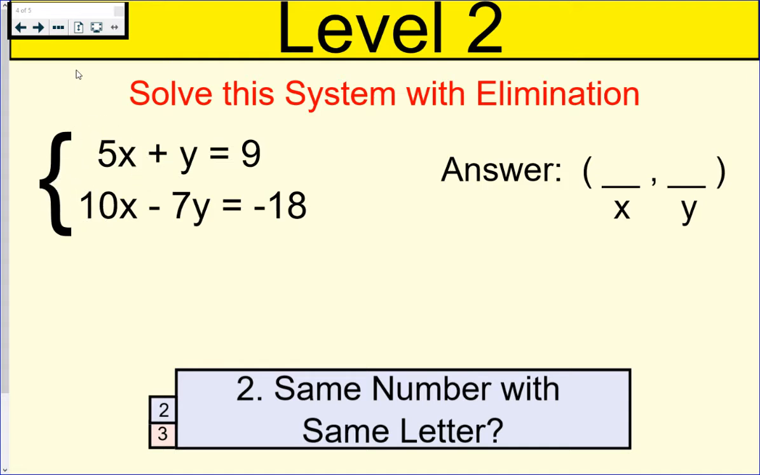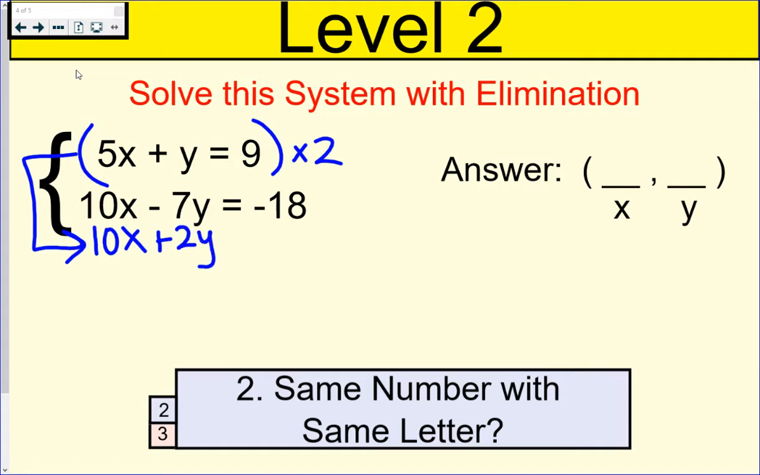And so what I'm going to do is multiply this entire top equation by 2. So I'm going to rewrite that down here. 5 times 2 is going to be 10x plus, we have 2 times 1y, that'll be 2y, equals 18. All right, so let's just kind of ignore this top equation for the time being. And now we do have the same number with the same letter because we have 10x.